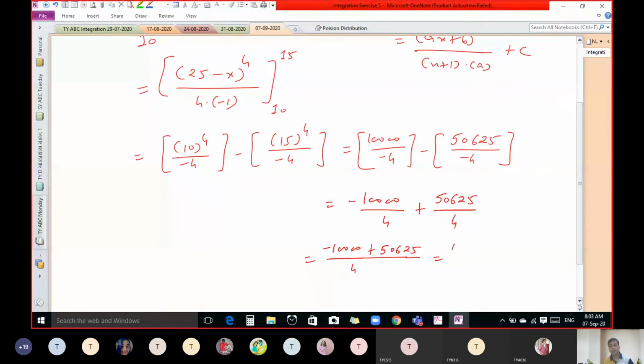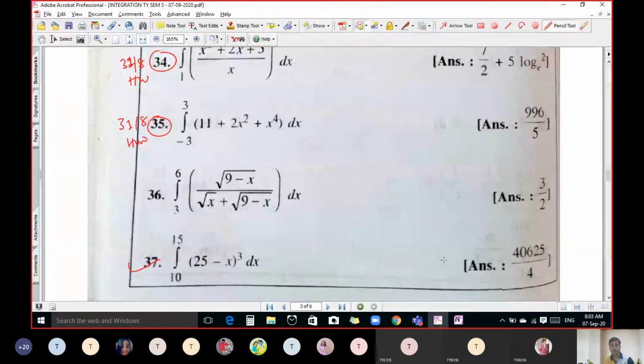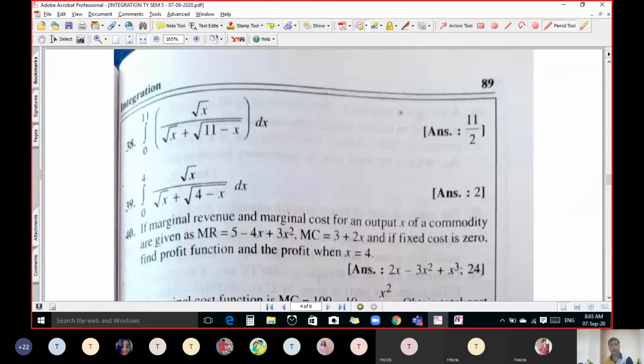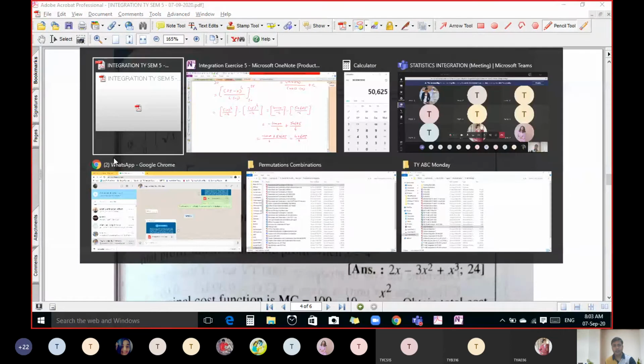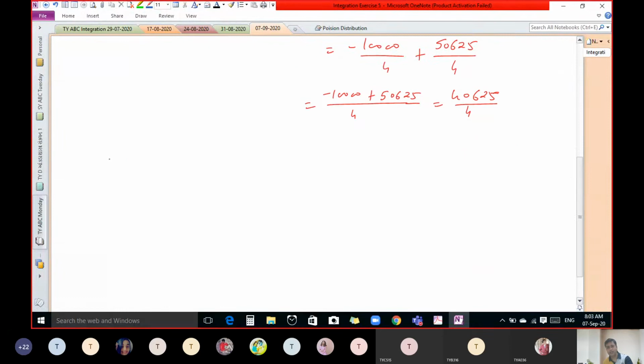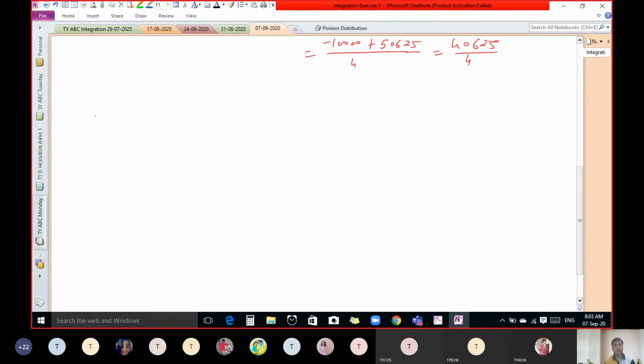So ultimately the answer is 40,625 divided by 4. That is our final answer for question number 37. Now for 36, 38 and 39, these three questions require some concept of the properties of definite integration. So let us start, very important theoretical questions.